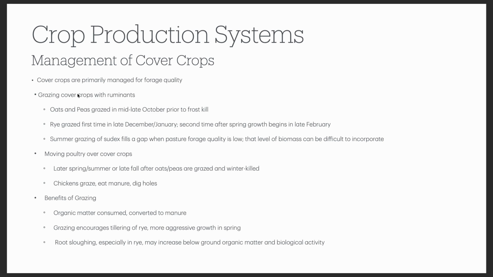When you're grazing at that time of year, you're still getting some root sloughing, so you're building below ground biomass. And then you're also going to create a lot more tillering of that rye in the spring because you're biting the plant down. So in the spring, it's actually going to create a lot more above ground biomass because it's been pruned down.